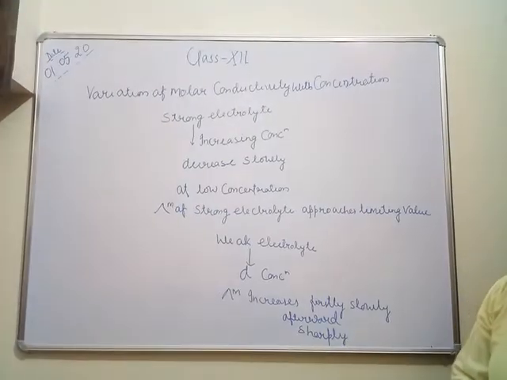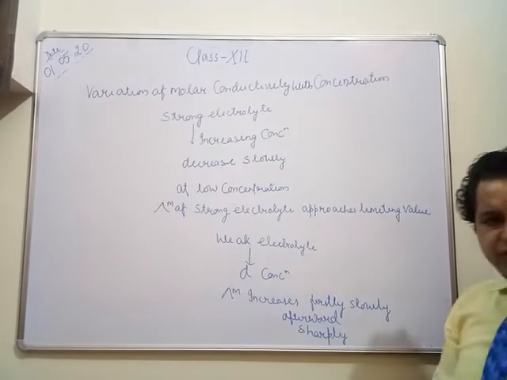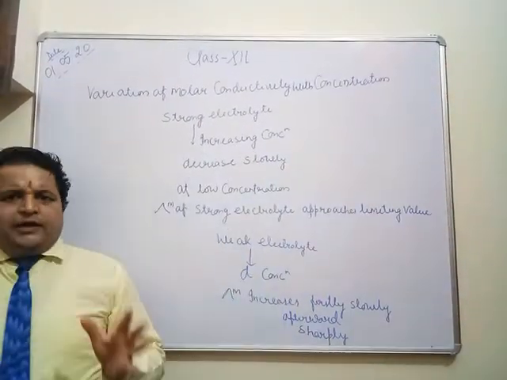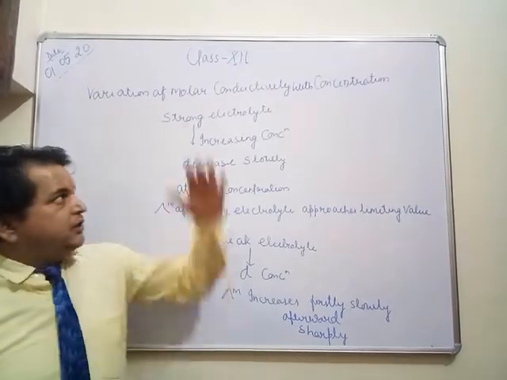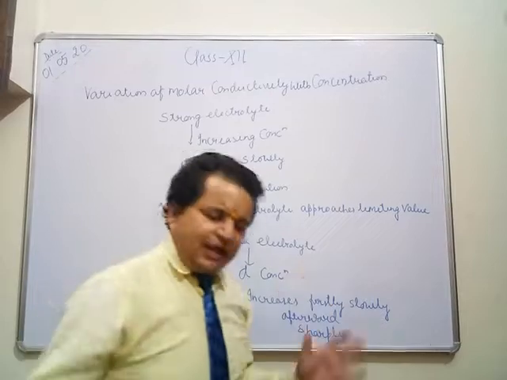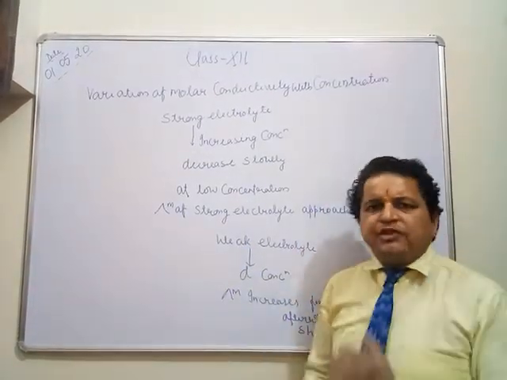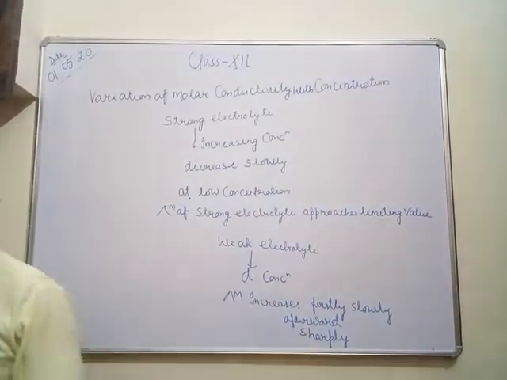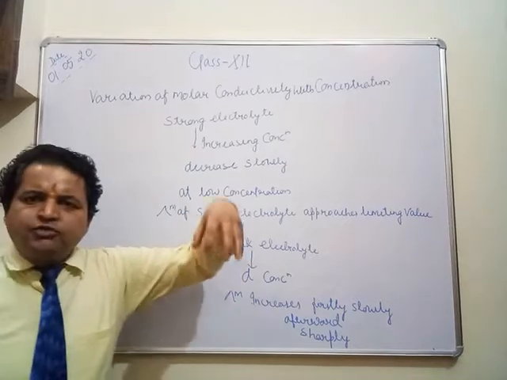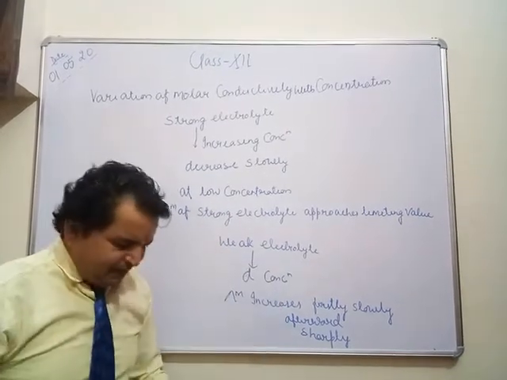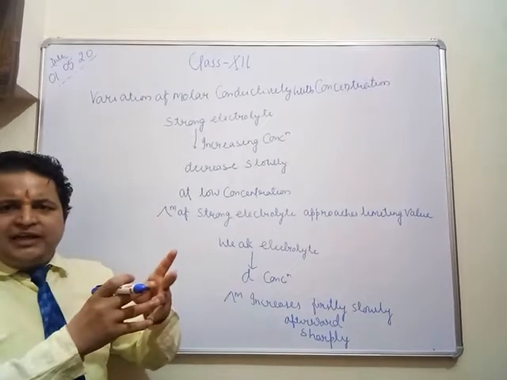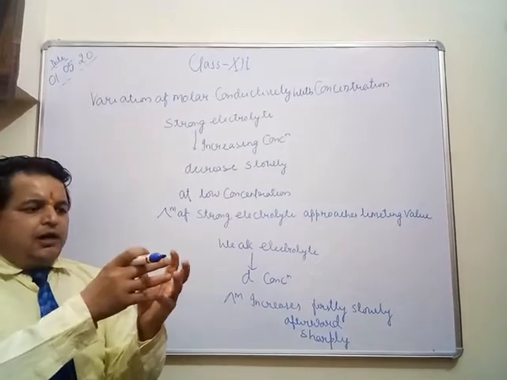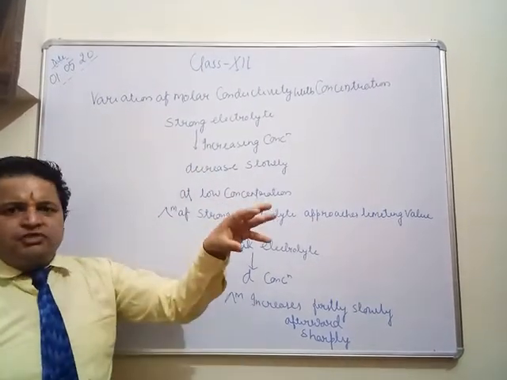Here I have written variation of molar conductivity with concentration. Actually friends, you will have to understand that we have two kinds of electrolytes. Some are strong electrolytes and some are weak electrolytes. Strong electrolytes dissociate completely, and weak electrolytes are those electrolytic solutions which cannot dissociate completely. That's why we know that the conductivity of an electrolyte depends on the ions, and ions are produced by dissociation of the electrolyte.